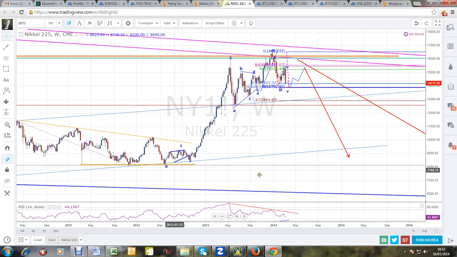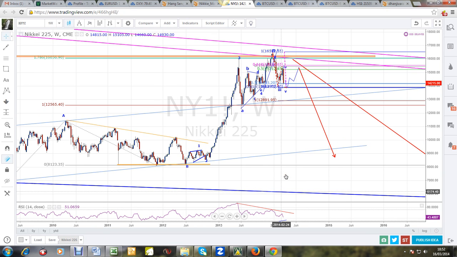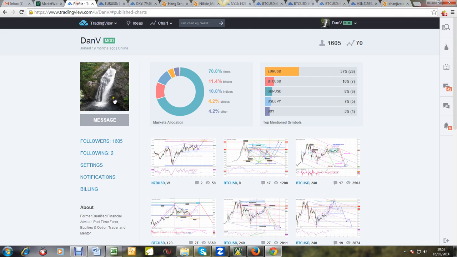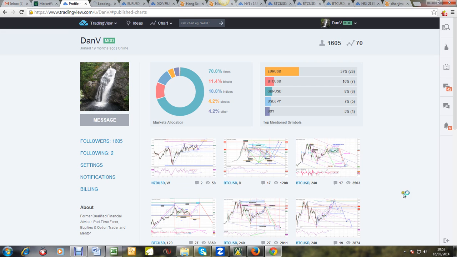Okay, so let's now come into the Bitcoin. Before I come to the Bitcoin, there is one more chart which I posted, it's the New Zealand dollar, New Zealand US dollar.